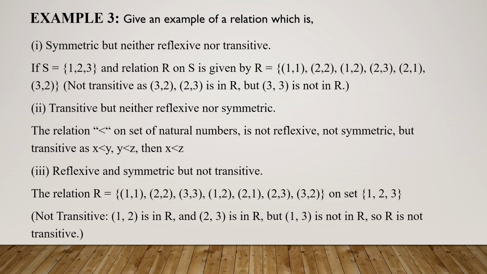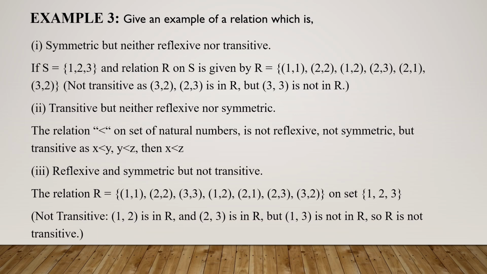So (1,1), (2,2) is there and (3,3) is also there. So it is reflexive. It is symmetric, yes, because if I am having (1,2), I am having (2,1), and (2,3), then (3,2) is also there. So it is obviously symmetric. But it is not transitive. Why? Because (1,2) is there, (2,3) is there, but (1,3) is not there in our R. So R is not transitive.